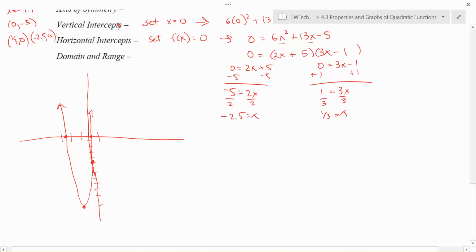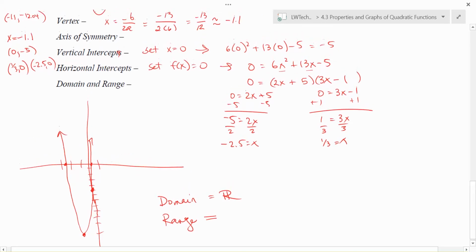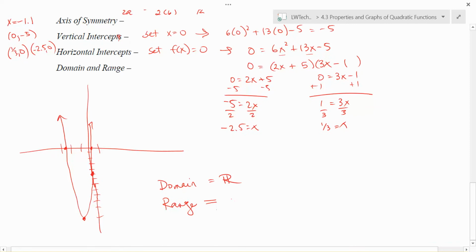Based on this, I can identify the domain and the range. Again, the domain is all possible values of x, which is all real numbers for a quadratic function. The range is going to be affected by our vertex. In this case, our vertex, that low point down there, was negative 12.04. We want any y value bigger than that. So all y values greater than, make sure we make that negative 12.04. And again, that's just kind of an approximation, but that's going to be close enough for our purposes here in this class.